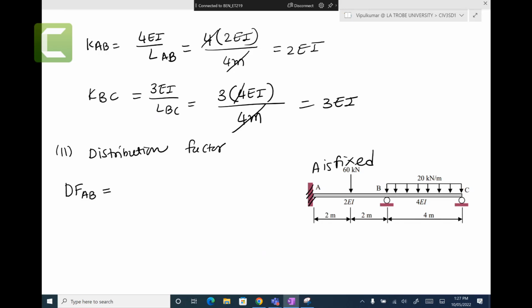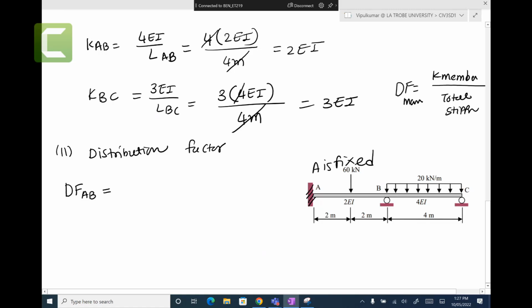Why 0? No, it's not like that. You need to read it. Why? When you have a fixed support, it's very rigid. So what is the equation? Look, what is the equation for distribution factors? It is the stiffness of the member you want to find over the total stiffness at the joint. Right? That's the definition of the distribution factor.